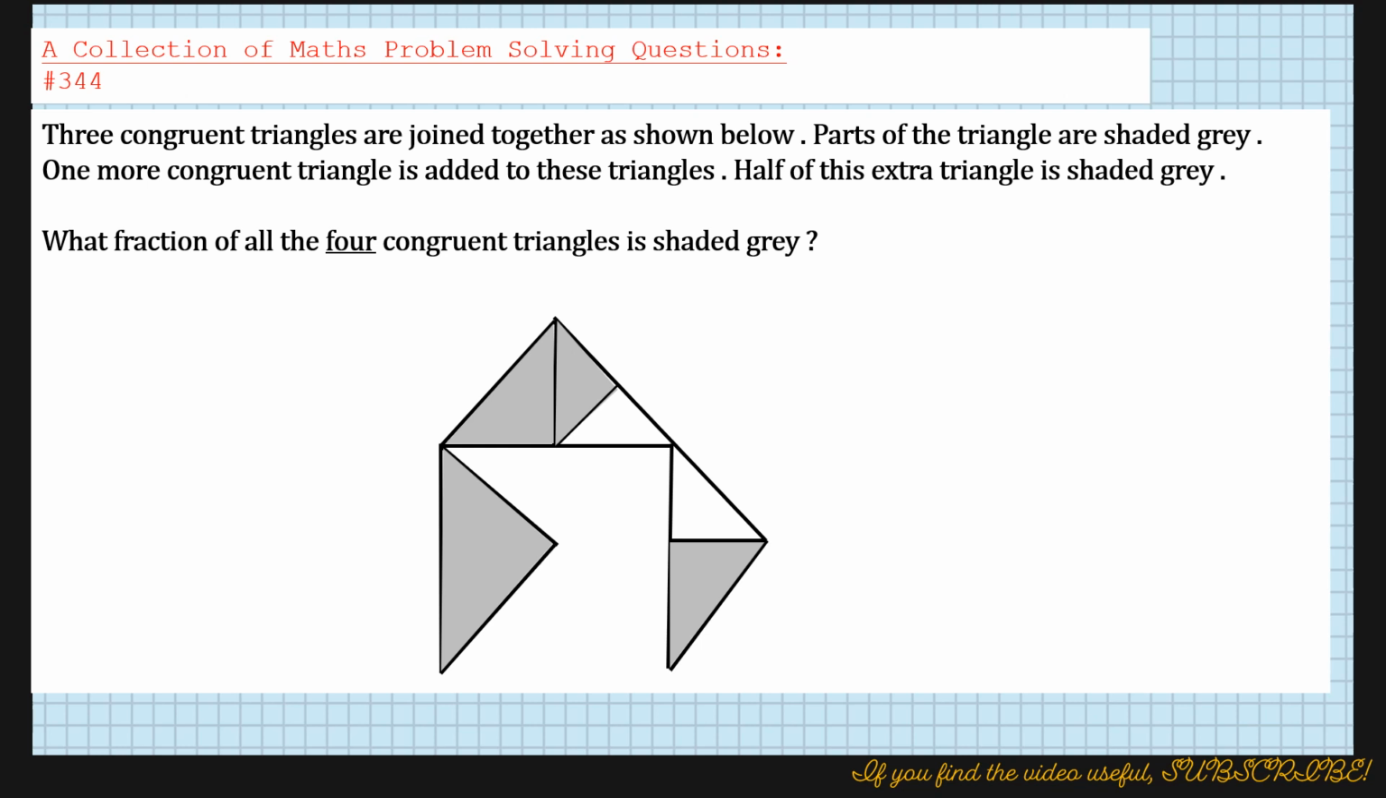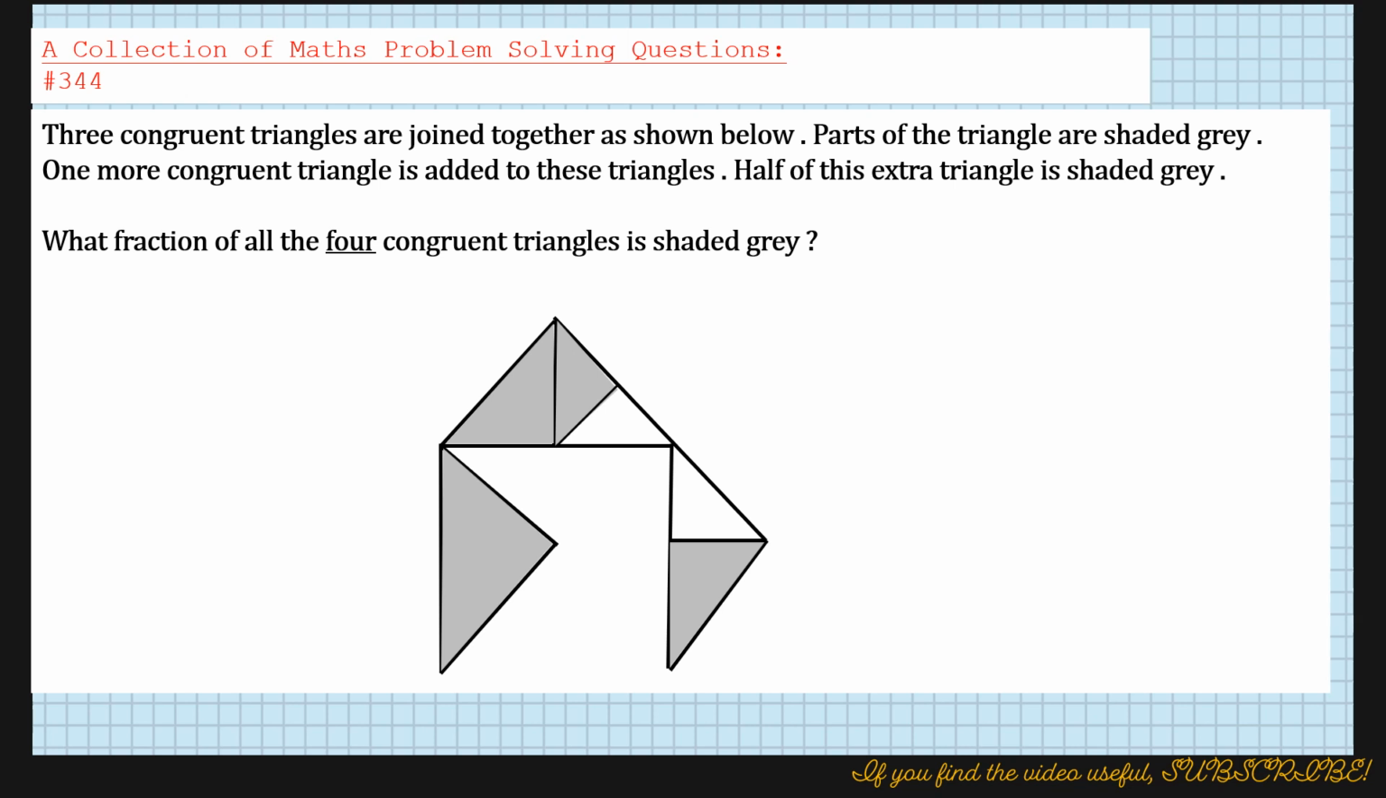Three congruent triangles are joined together as shown below. Parts of the triangle are shaded gray. One more congruent triangle is added to these triangles. Half of this extra triangle is shaded gray. What fraction of all the four congruent triangles is shaded gray?